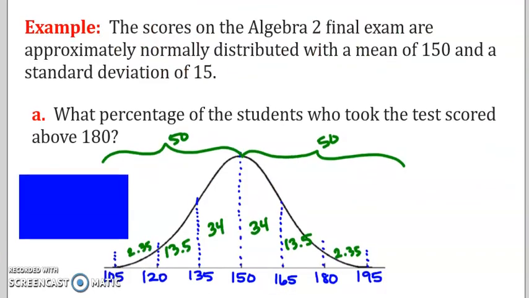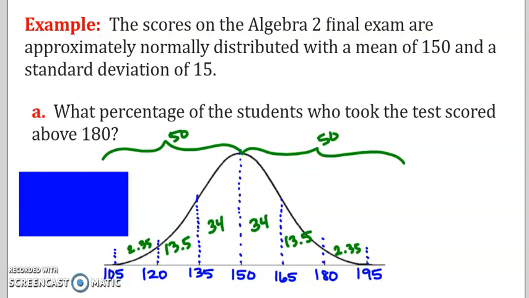All right, next up, the scores for the final had a mean of 150 and a standard deviation of 15. So we put 150 right here in the middle because our mean is in the middle. And then we're counting up by 15 or we're counting down by 15. These numbers here will never, ever, ever change as long as we're dealing with a normal distribution.